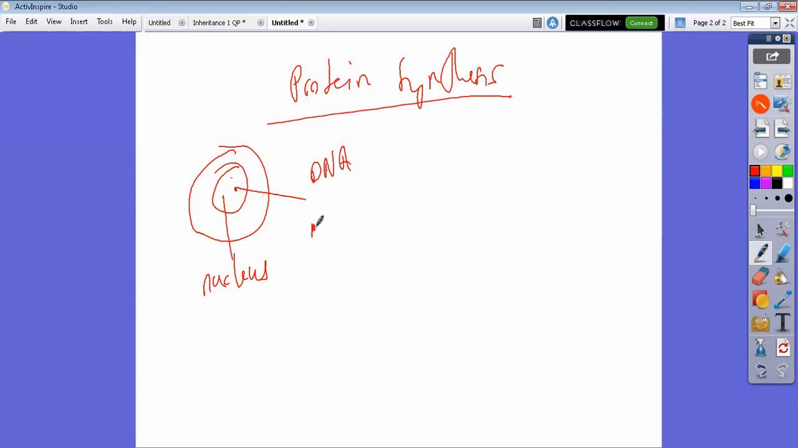Then we have a message carrier called the mRNA. This message carrier is the one that attaches itself to the DNA copy and then transfers it to the cytoplasm via the ribosome. Are we together? And now the ribosome is the one that assembles the amino acids into different protein structures. Is that clear?